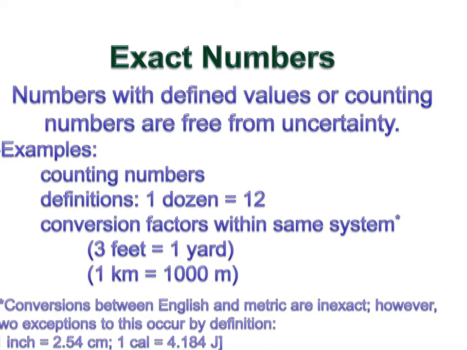There are, however, two other conversions between the English and the metric systems that are exact, although they do not appear to be so. These are done by definition. The first is 1 inch equals 2.54 centimeters. That is an exact conversion. Also, 1 calorie is 4.184 joules, which is an exact conversion of energy.